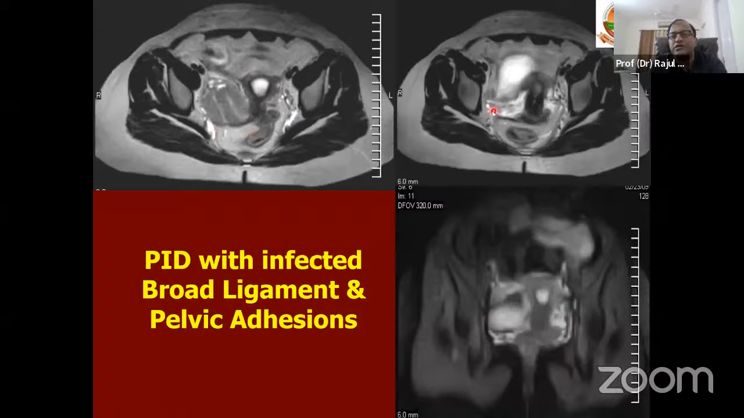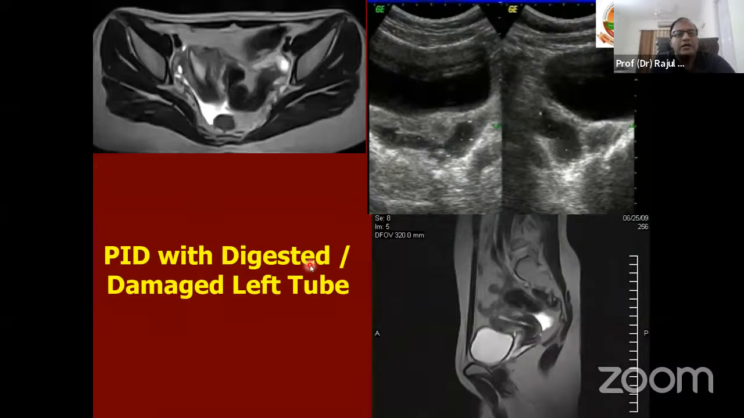In another case, we can see a lot of hyperintensity in the bilateral broad ligament, especially on the right side, and we can see that this is also there on a fat suppressed image on the coronal STIR images. Another patient shows a lot of fluid in the pouch of Douglas, the tube was interrupted.